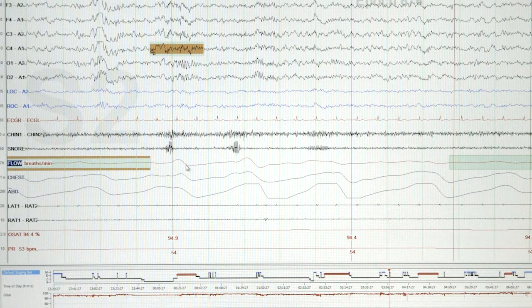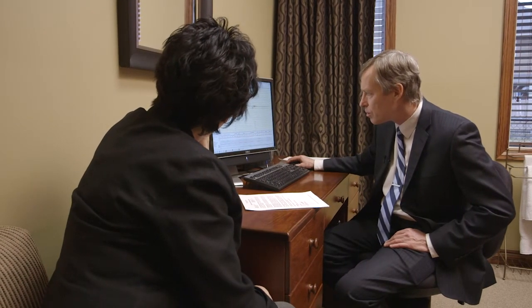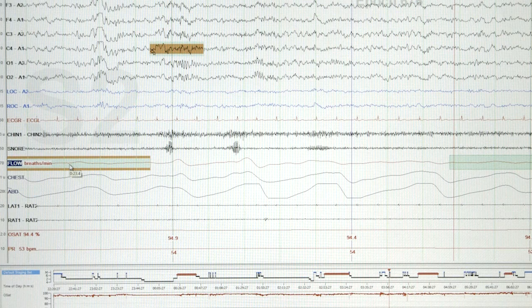This is the airflow going in and out through the nose. This is chest and abdominal movement with breathing. Now here we can see the chest and abdomen trying to breathe, but there's very little airflow going. And here we can see the oxygen drop down just a little bit. This is an example of a partial apnea or a hypopnea.